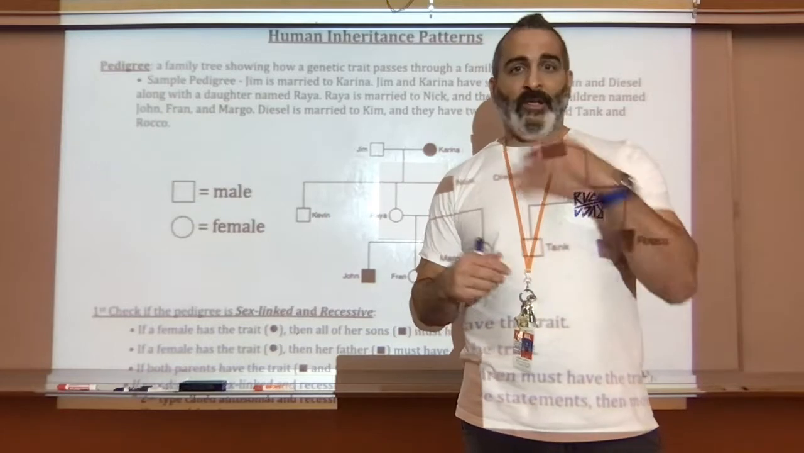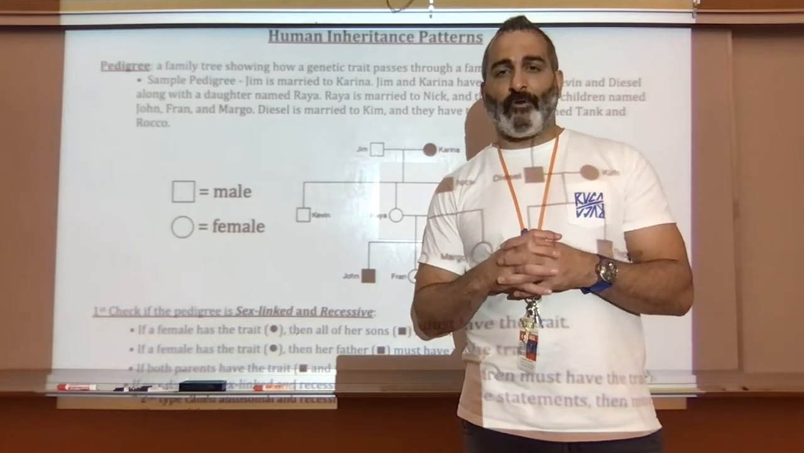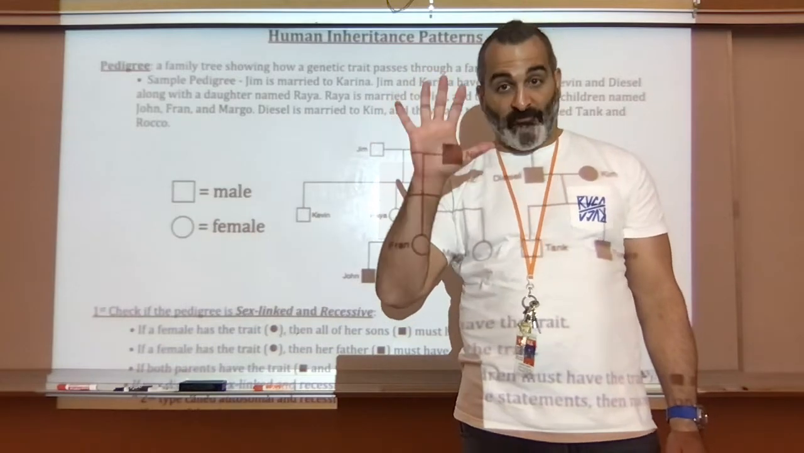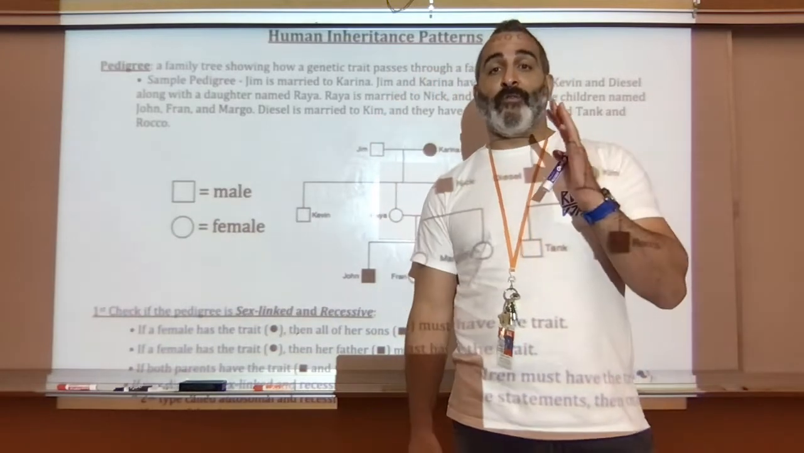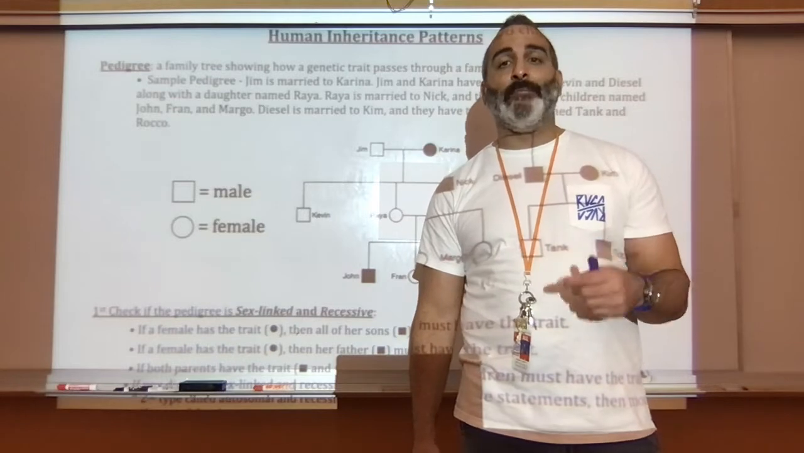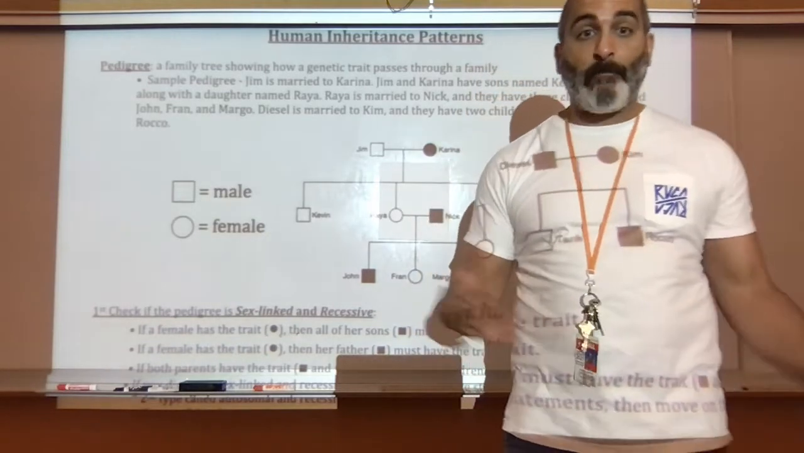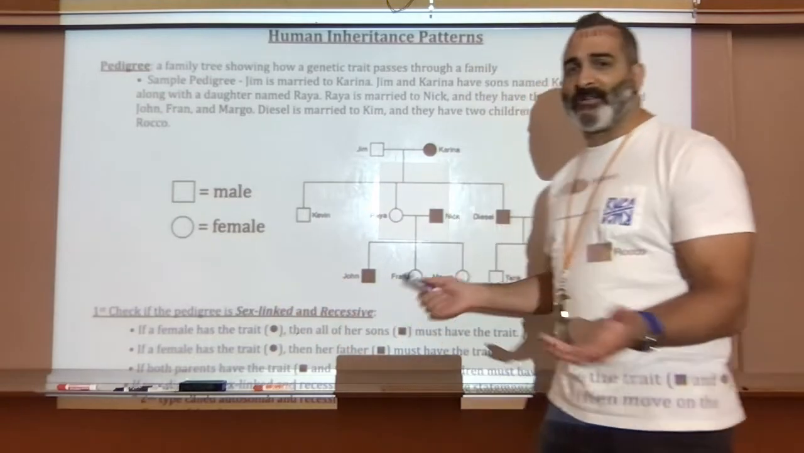So let's begin. Human inheritance patterns. We've learned about genetics crosses. We've learned about 5 different kinds of genetics crosses. The good news for you guys is you only need to be familiar with 2 of them in order to do these family trees or pedigrees. Okay, so let's look at this pedigree here.